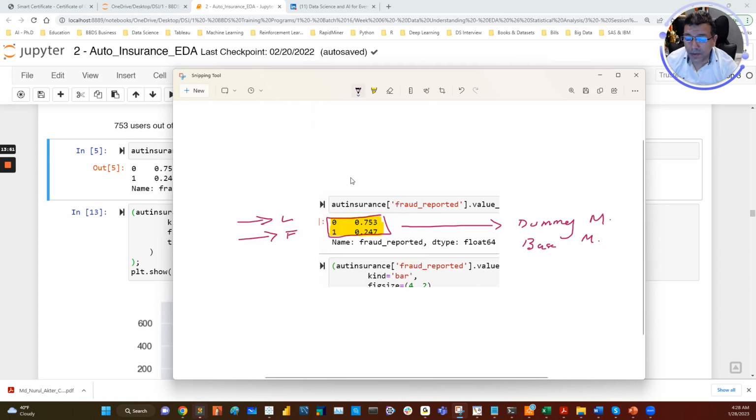So this number here, 75%, 25%, is a number that we can use to guess, just a guess. So if anyone calls in at this point of time to report a claim, we could simply say that claim is 75% legitimate, and we could be wrong 25%.